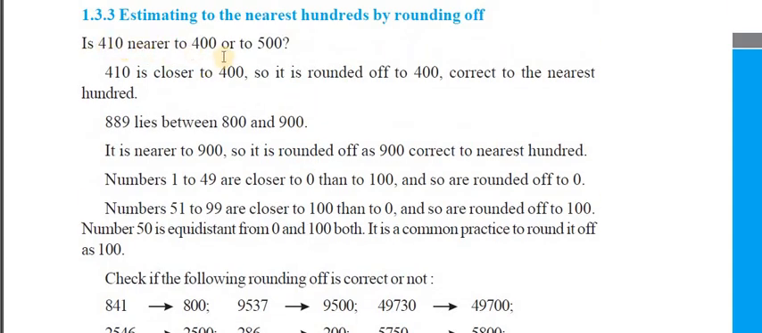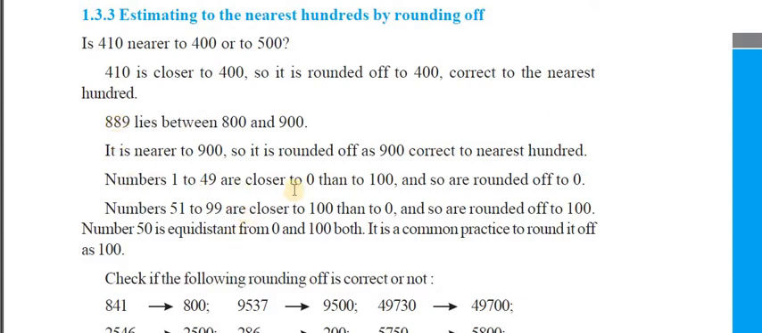So is 410 near to 400 or 500? Of course it is very near to 400. It is rounded off to 400, correct to the nearest hundreds. Okay. 889 lies between 800 and 900, but it is very near to 900 because 89 is very near to 900, so that is the reason.